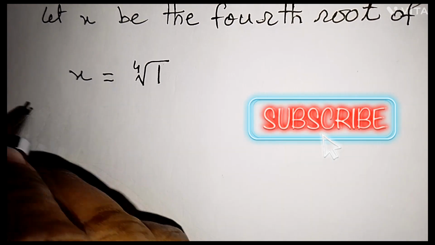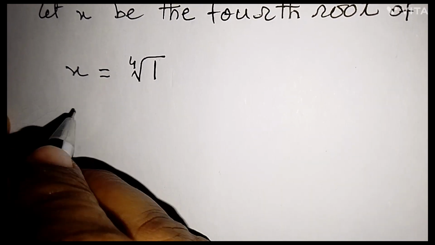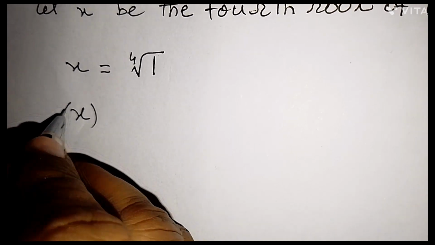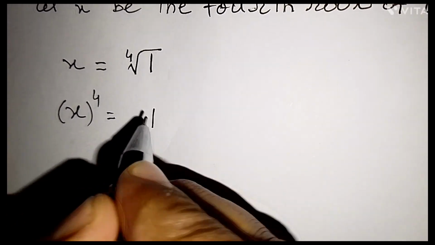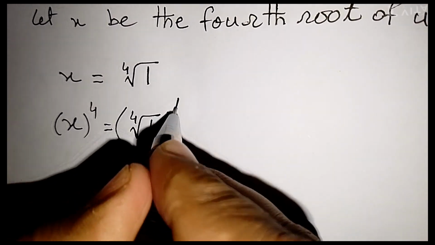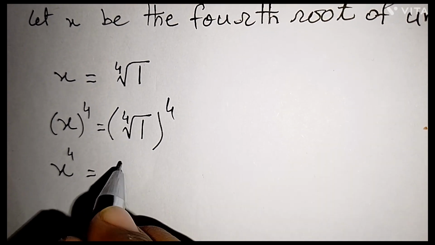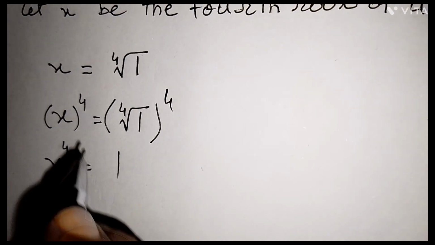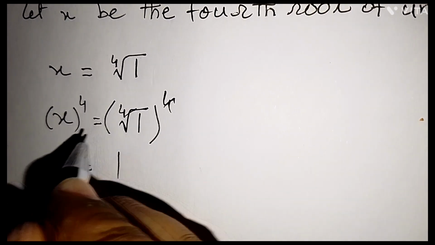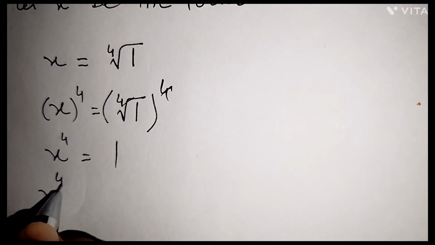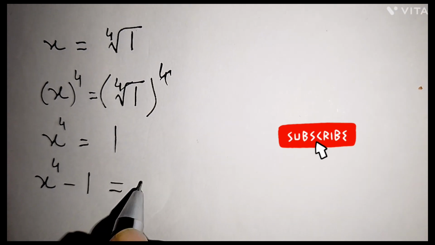Now we convert it into exponential form. We take power 4 on both sides. X power 4 and the fourth root of unity whole power 4. Now we have x^4 is equal to 1. We cancel power 4 with the fourth root. Now we have x^4 minus 1 is equal to 0.